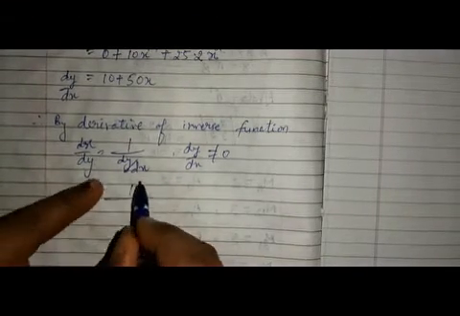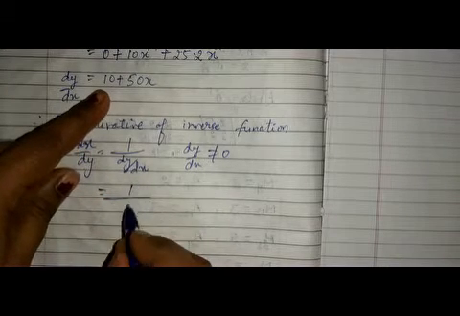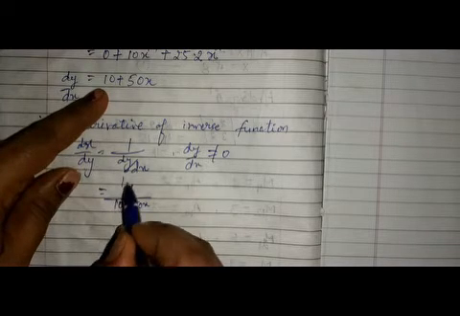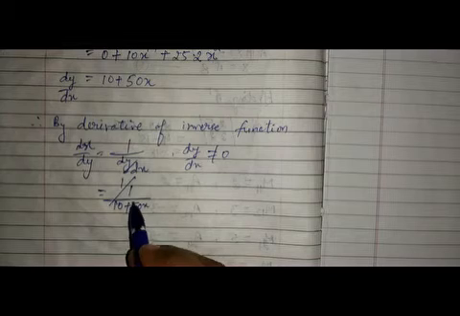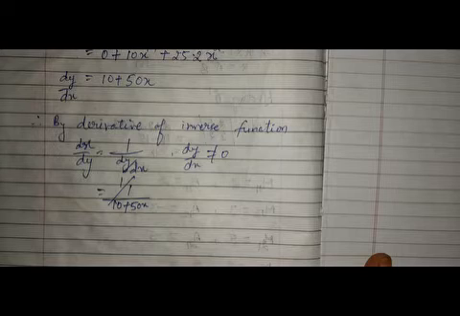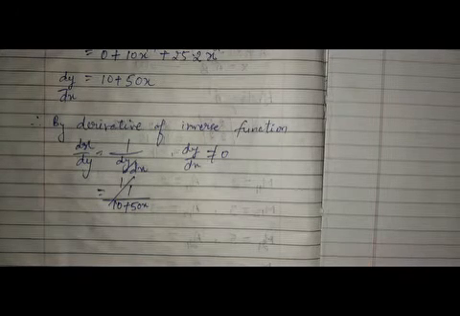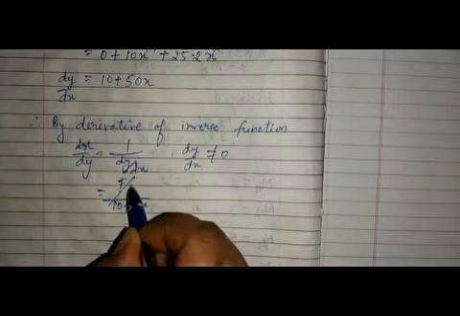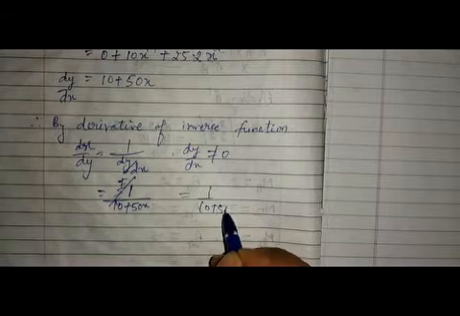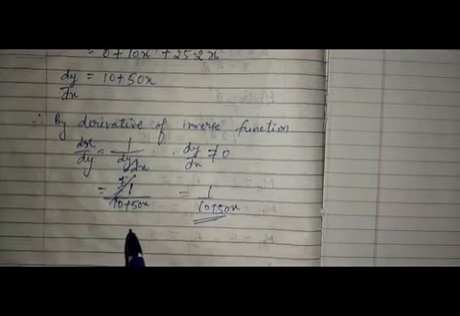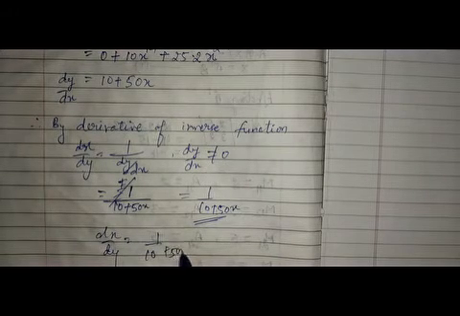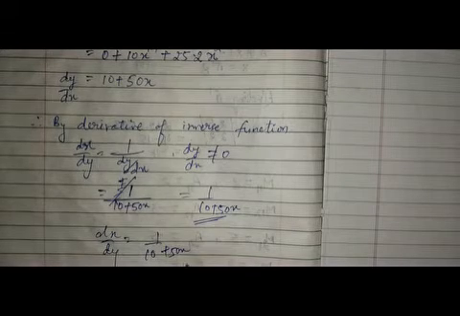So 1 upon, what is dy by dx? 10 plus 50x. Okay, 1 by this one. Now the reciprocal of 1 upon 10 plus 50x, this is 1 upon 10 plus 50x. So it is equal to 1 upon 10 plus 50x. So this is the solution. Dx by dy equals 1 upon 10 plus 50x. Okay.